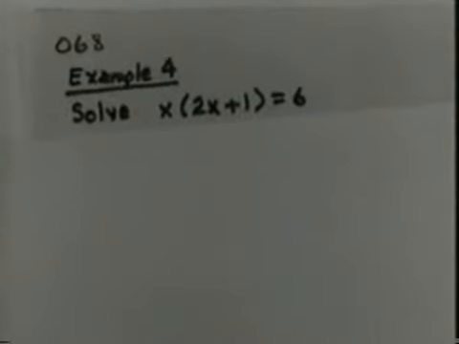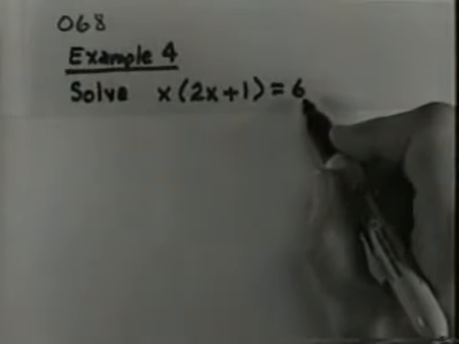In this example, we have on the left-hand side a factored form already. x times 2x plus 1 equals 6. Are we ready to set each factor equal to 6 and solve? Remember that our first step in solving a quadratic equation must be to write the equation in standard form. Standard form means the right-hand side must be 0. This one is 6. No good. We must get rid of that 6 and get the equation in standard form.